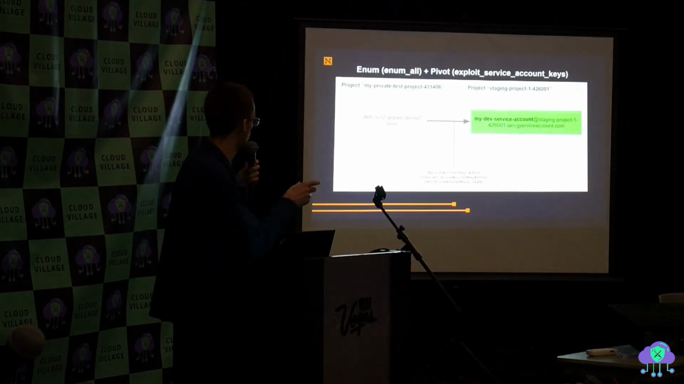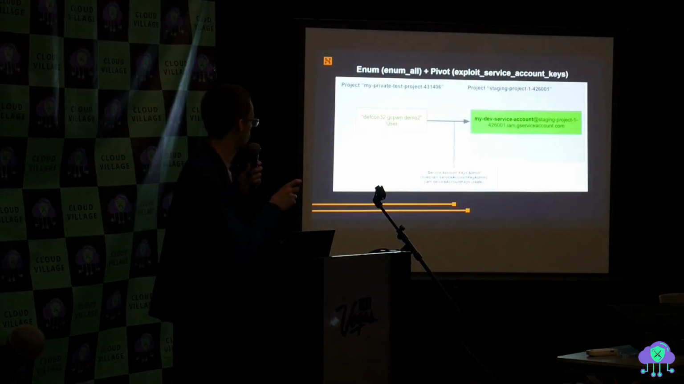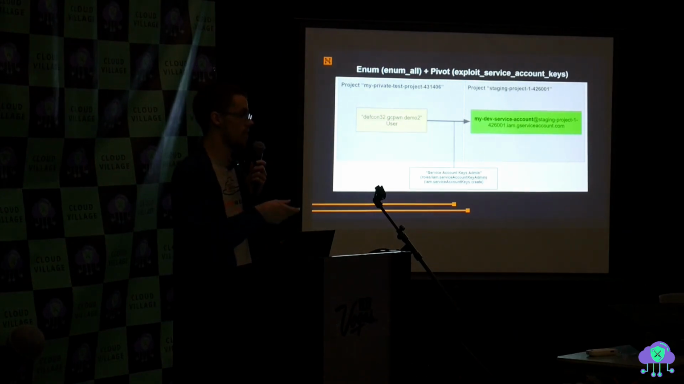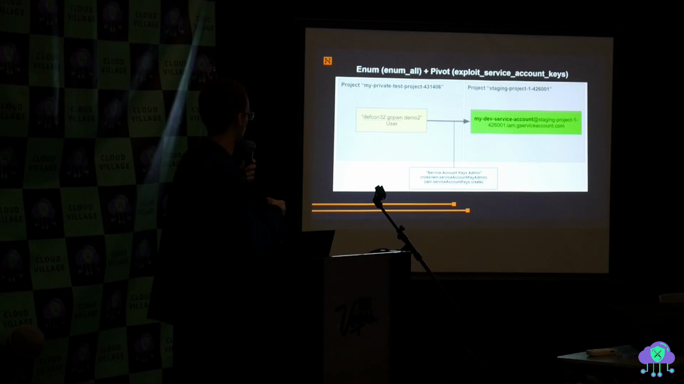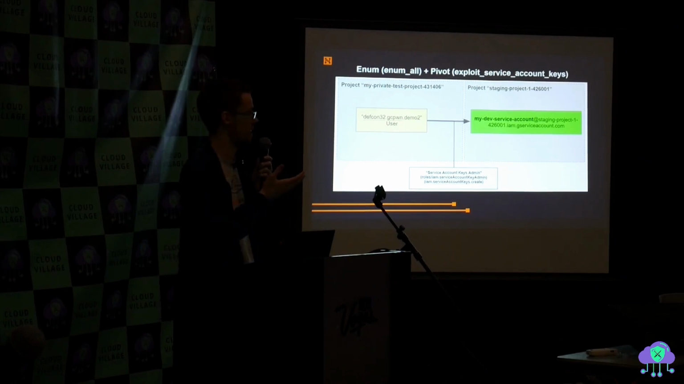So we added our user to GCPwn, and so now we're going to take a look at that service account that was in the original note, because right now we're in our private test project, but we want to branch out into different projects. So that service account that we looked at before has a different project in its name. So we're going to run an exploit module to generate a service account key for that service account.